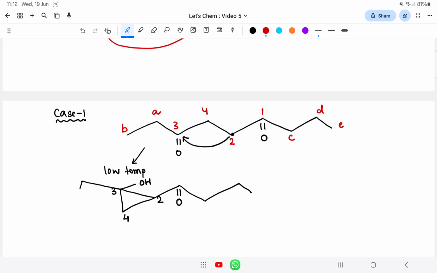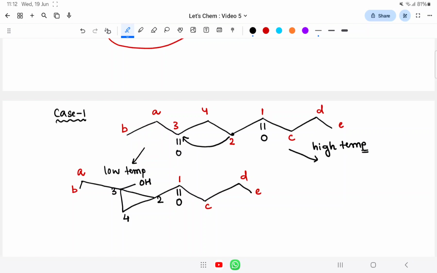Yes, it is correct. So this is 1, 2, then it is C, D, E, and this I'll call A and B. I think it would not have taken much time for you to draw this. If it is taking time, that is not a big deal, guys. We can just work it out.